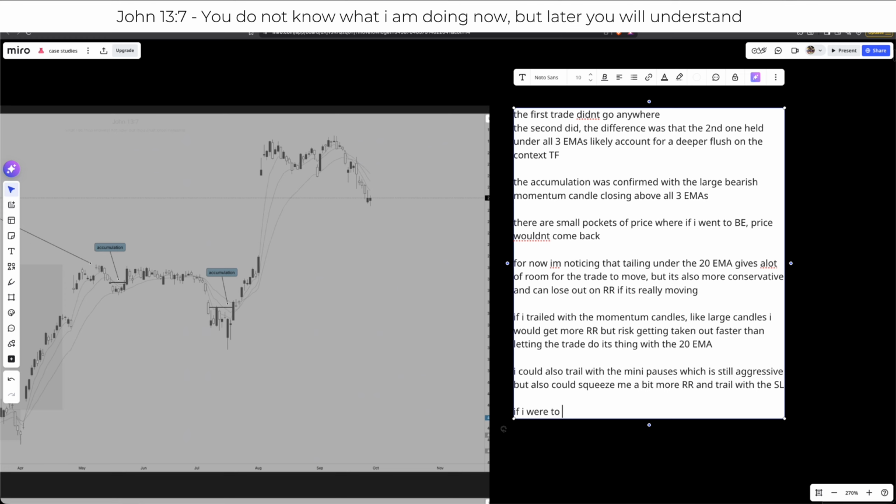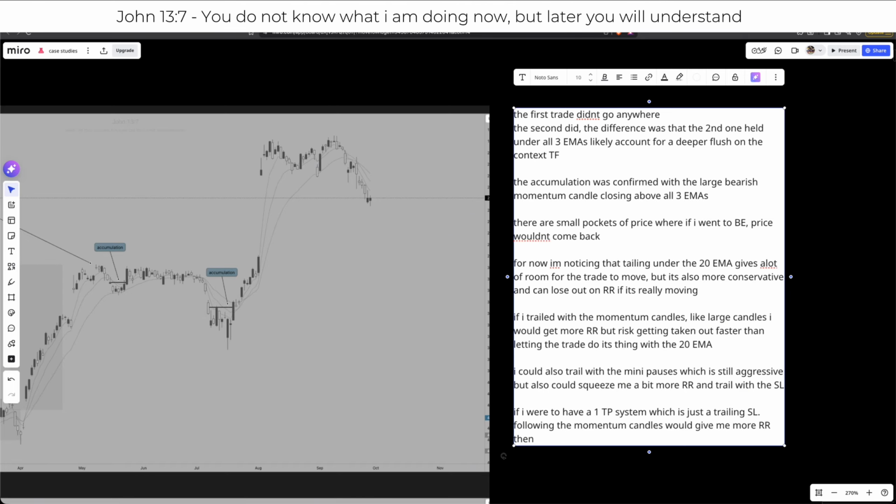I want to have a profitable system, and then I'll just refine it from there. So if I were to have a 1 TP system, which is just a trailing stop loss, following the momentum candles would give me more RR, then a 20 EMA close, or the mini pauses.